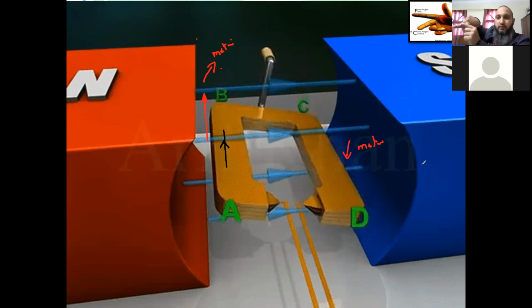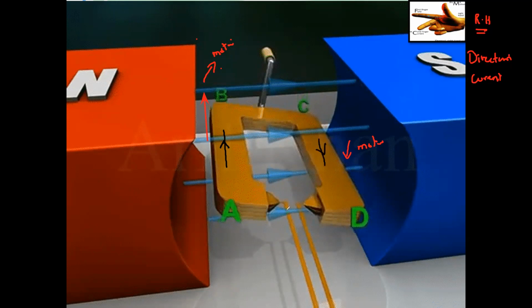So my index finger is pointing towards the south, my thumb is pointing down, and my second finger is pointing outward. So what will be the direction of the current? The direction of the current will be outward. So this will create a current. When this wire is rotating, the current will move from A to B and then from C to D.